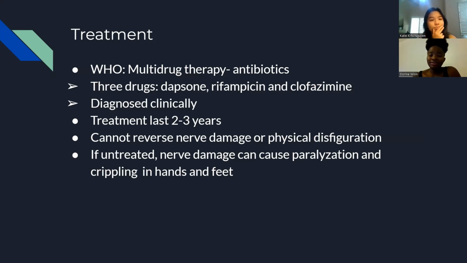Leprosy is diagnosed clinically in a lab and is treated for at least 2 to 3 years, and most of the time it takes longer to treat because people don't show symptoms until about 5 to 20 years, like Katie mentioned in the previous slide. And nerve damage or disfiguration that was already caused cannot be reversed by the medication. If it's untreated, the nerve damage can cause paralysis and crippling in the hands and feet as well.